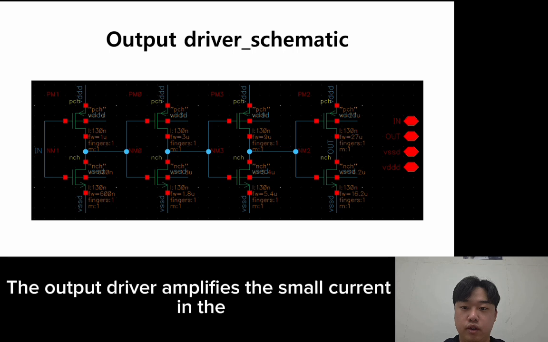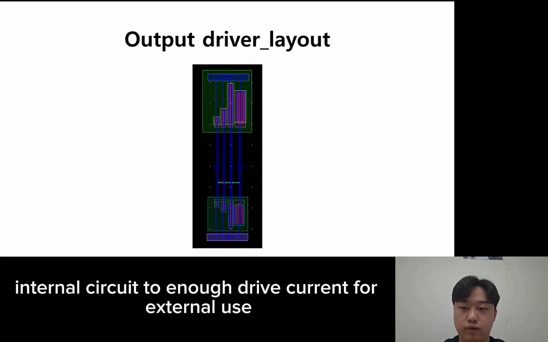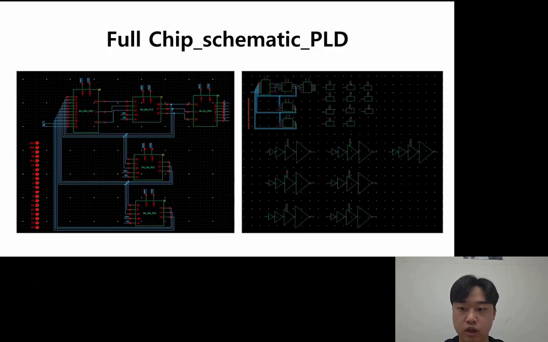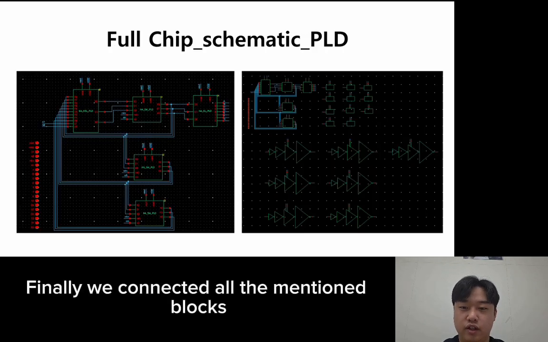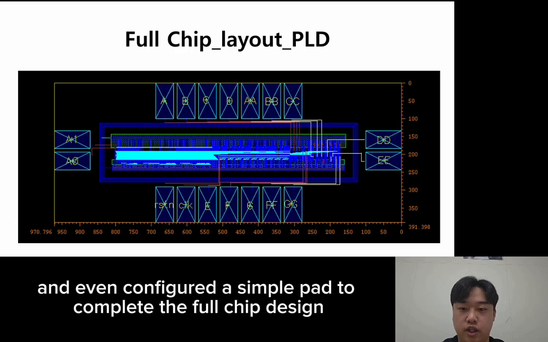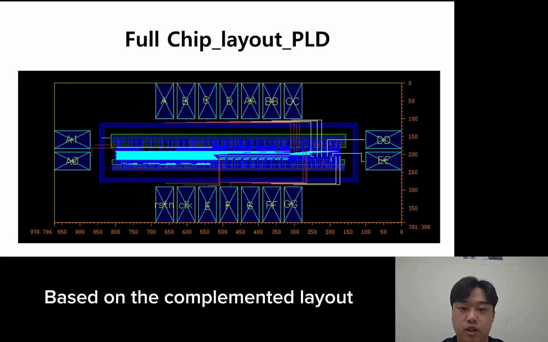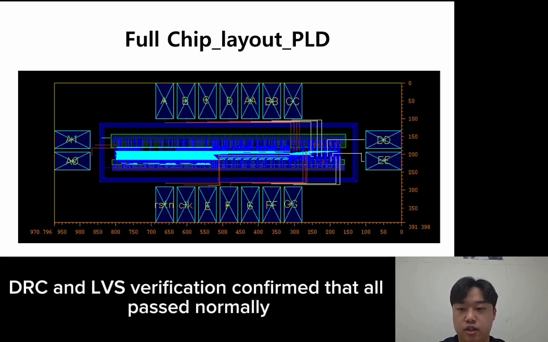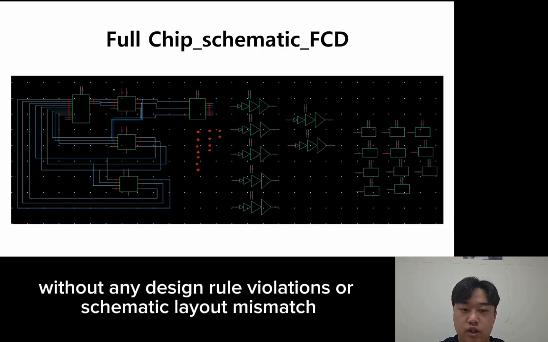The output driver amplifies the small current in the internal circuit to enough drive current for external use. Finally, we connected all the mentioned blocks and even configured a simple path to complete the full chip design. Based on the completed layout, DRC and LVS verification confirmed that all passed normally without any design rule violations or schematic layout mismatch.